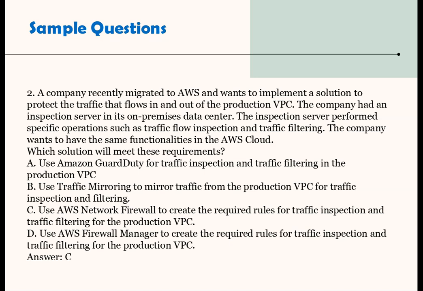A. Use Amazon GuardDuty for traffic inspection and traffic filtering in the production VPC. B. Use traffic mirroring to mirror traffic from the production VPC for traffic inspection and filtering. C. Use AWS Network Firewall to create the required rules for traffic inspection and traffic filtering for the production VPC. D. Use AWS Firewall Manager to create the required rules for traffic inspection and traffic filtering for the production VPC. Answer: C.